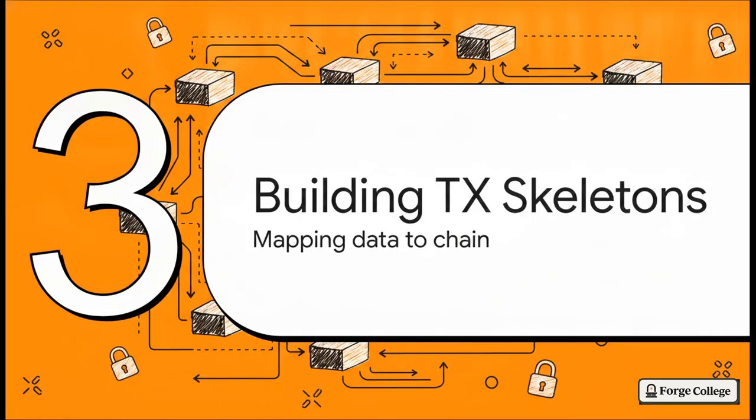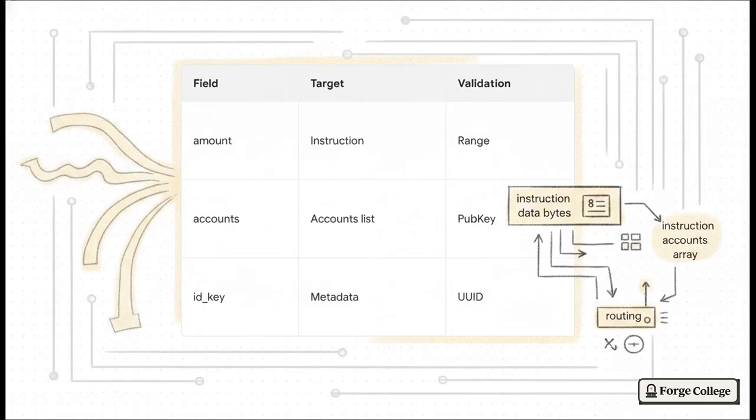Moving on to Section 3, building transaction skeletons. This is exactly where we start mapping our freshly validated data over to the blockchain. Once the payload passes our strict quality control, we build out the transaction skeleton. It's essentially the wiring diagram for our entire operation. And just look at how explicit this is. The payload's amount field is translated directly into the specific, serialized machine code that the blockchain expects. The recipient maps to an accounts array with very specific read and write permissions, and our metadata handles all the deduplication routing. We are literally taking abstract, human-readable code and transforming it into concrete blockchain parameters.